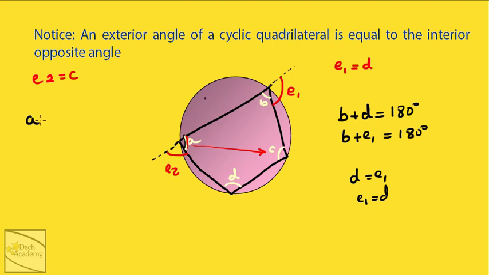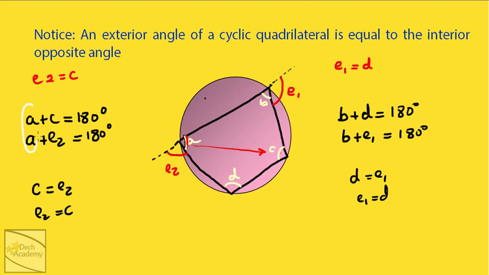A plus C is 180 degrees because A and C are opposite angles of a cyclic quadrilateral, so they're supplementary. A and E2 are angles on a straight line, so they are also supplementary. They add up to 180 degrees. So you know that C is equal to E2, or E2 is equal to C. In case you haven't noticed, we have A here, and we have 180 degrees. A plus C is 180 degrees, so A plus E2 is 180 degrees, so C must be equal to E2. That's all.